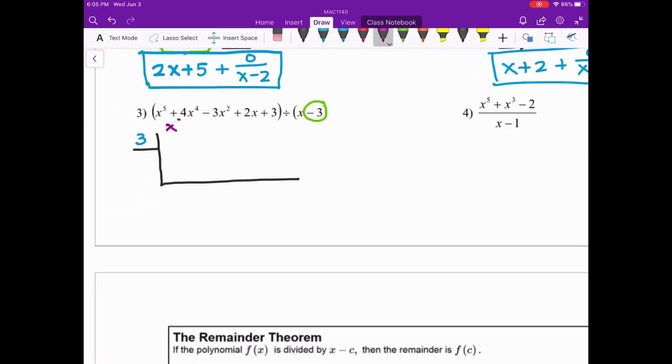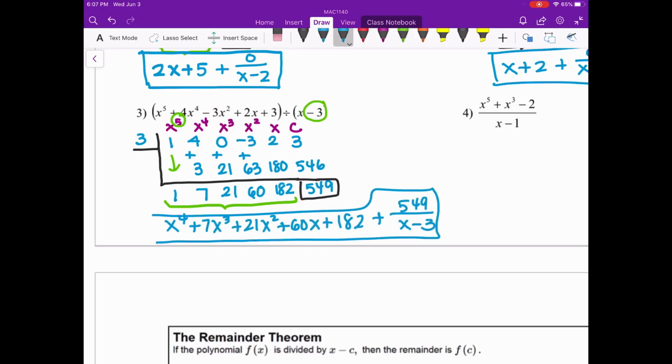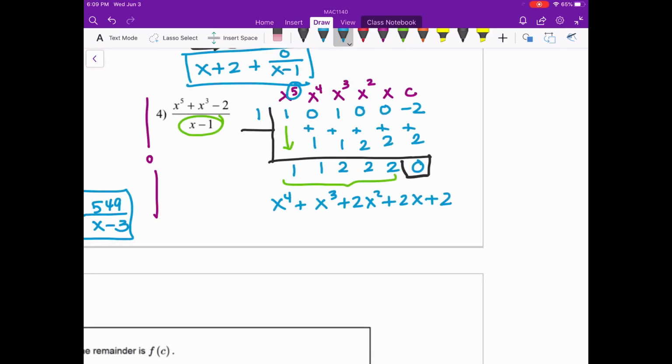Now this one starts with x to the 5th, then x to the 4th. Notice that the dividend doesn't have the x to the 3rd, but you better write it anyway, otherwise you're not going to solve the exercise correctly. Now you have the remainder. You're ready to write the solution 1 degree less. Plus 2, and the remainder is 0 over the divisor, x minus 1.